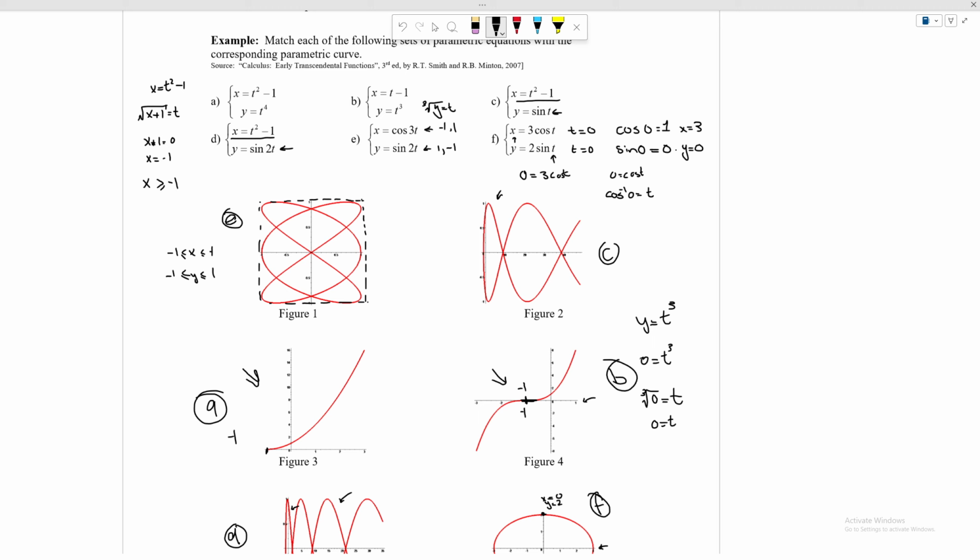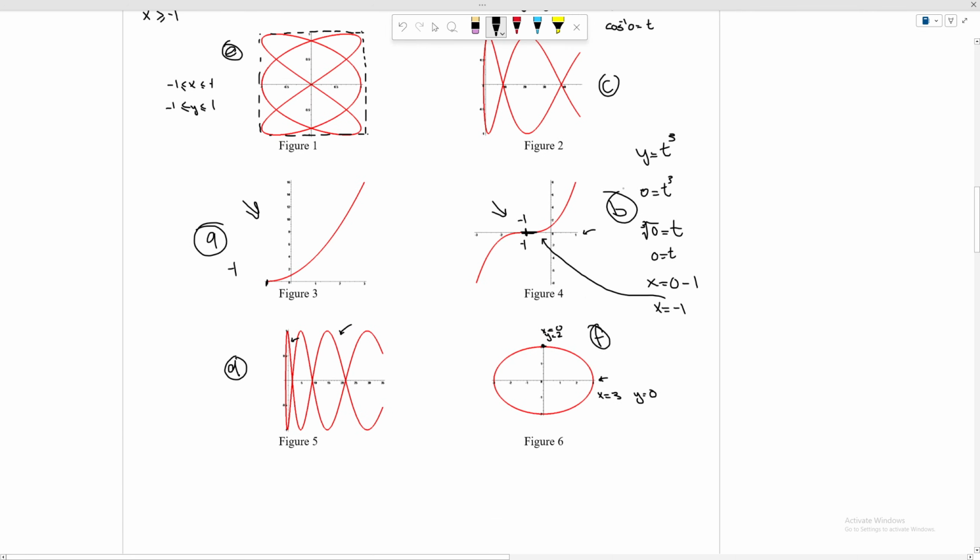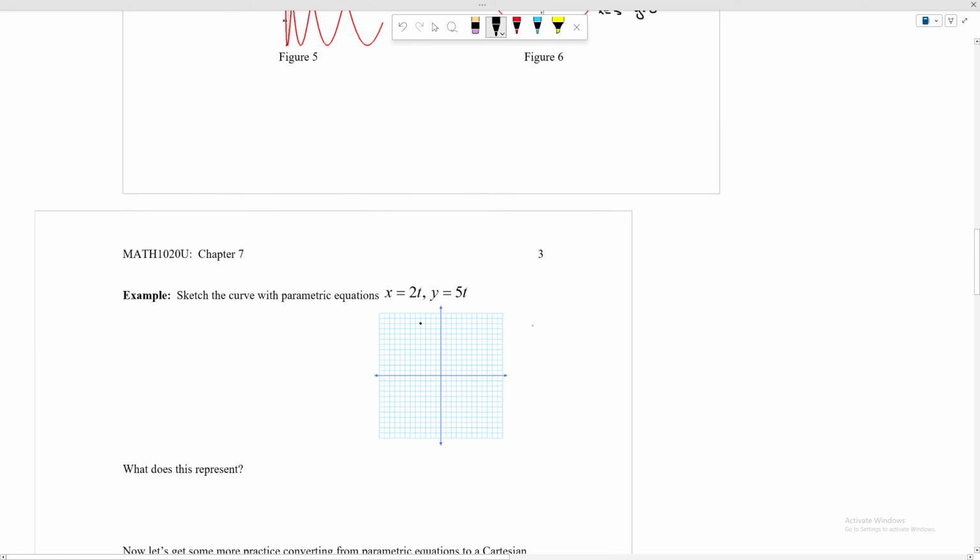And so when my y is 0, what is my x? I'm going to take this t and sub it into my x. So x equals 0 minus 1. I subbed it in, and you can see x equals negative 1. And that is the same thing up here. My y is 0, my x is negative 1.